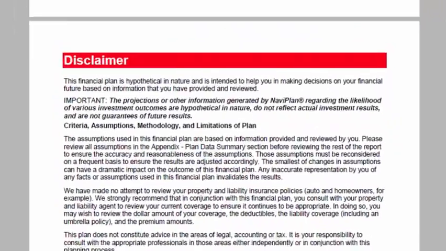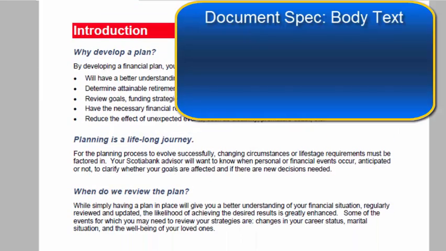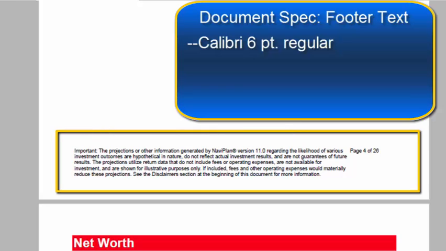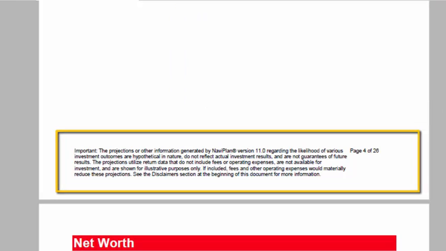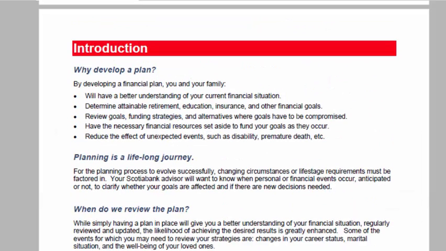Next, let's talk about body text, like you see here beginning on the introduction page. Body text in this document is Calibri 12-point regular throughout the document. However, notice that there's also a specific format to the footnote text at the bottom of each page. Footnote text in this document is Calibri 6-point.